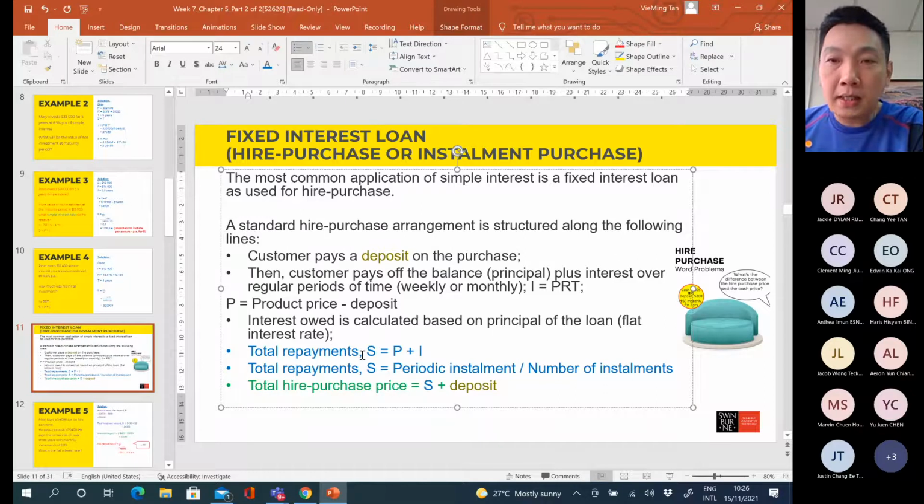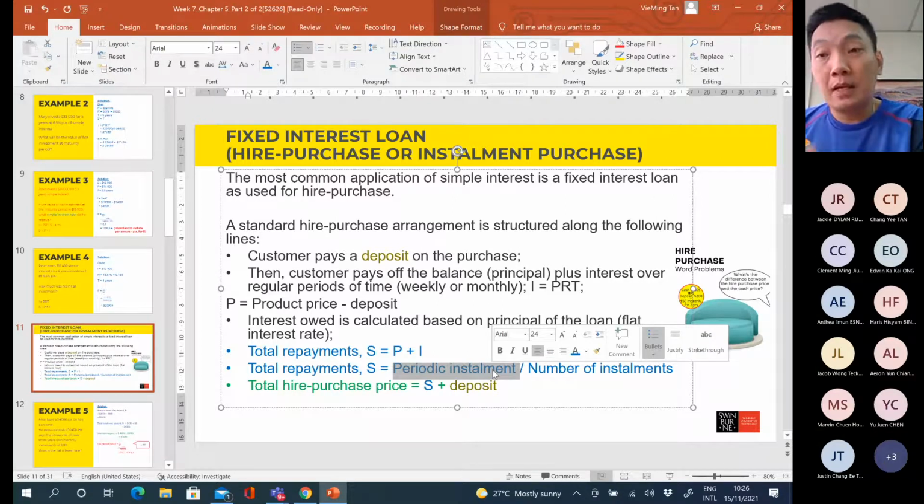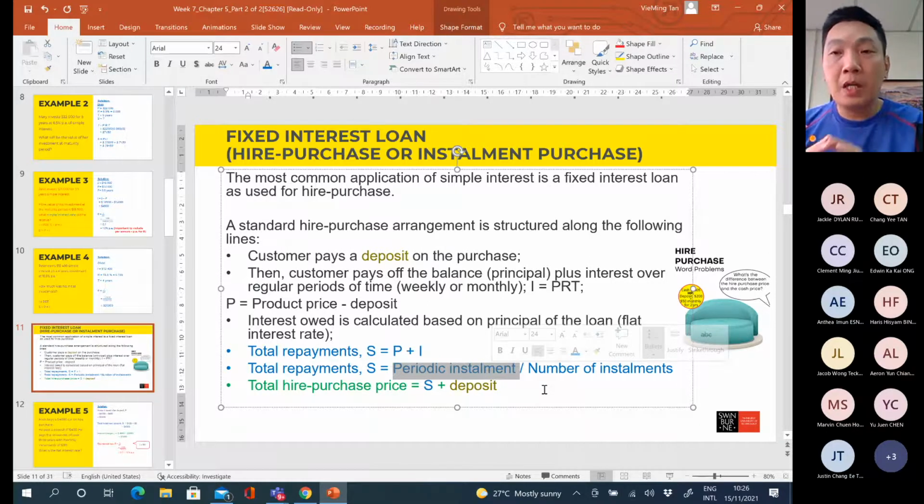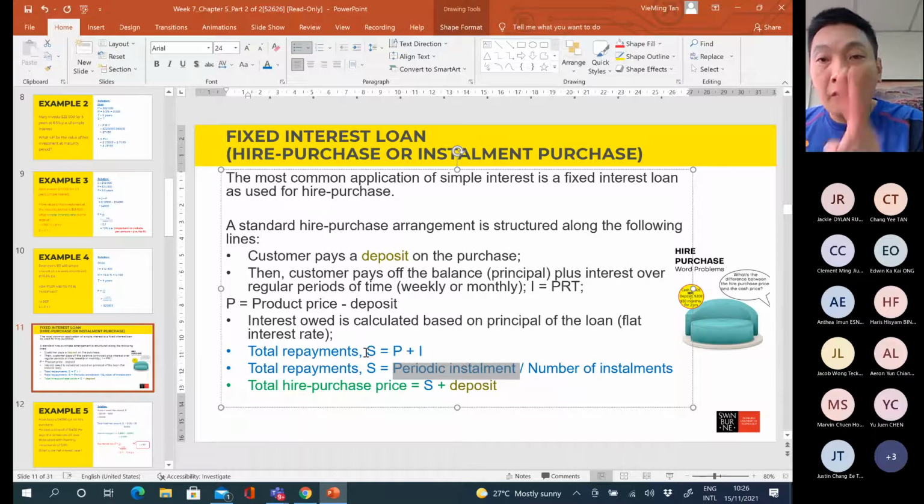Besides that, S can be calculated by using this formula, which is the periodic installment. That means the periodic payment. It can be a monthly payment or a weekly payment, depending on the question. So periodic refers to the monthly or weekly payment, divided by the number of installments, or the number of payments made within the hire purchase agreement period. So in short, there are two formulas that you can use to get the S value.